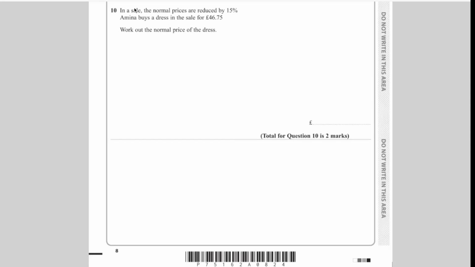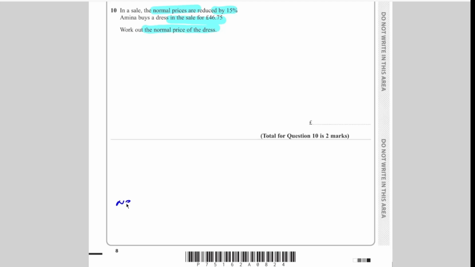Question 10. In a sale, the normal prices are reduced by 15%. Amina buys a dress in the sale for £46 and 75 pence. Work out the normal price of the dress. So we have to find out what the normal price is. To get the normal price, I think you can remember what the formula is. If you know the formula, this is super easy. This is the easiest question. Let's see whether you can remember this one.